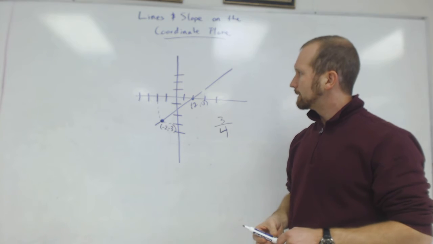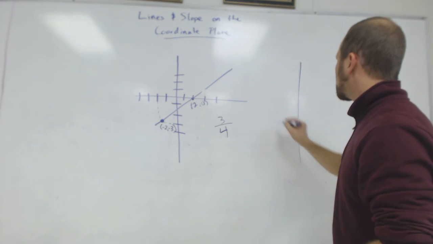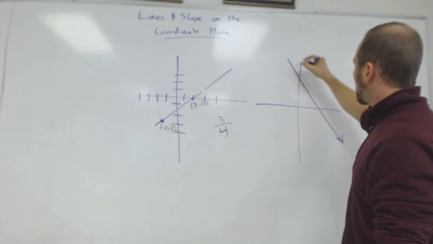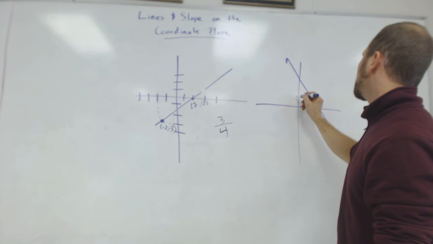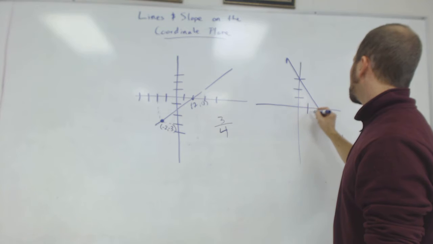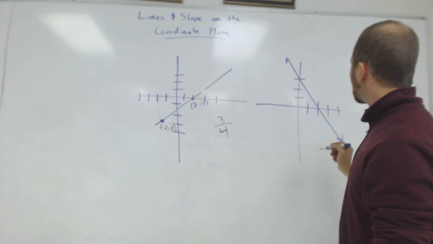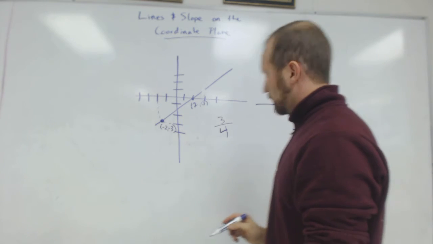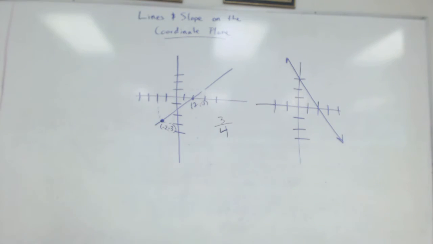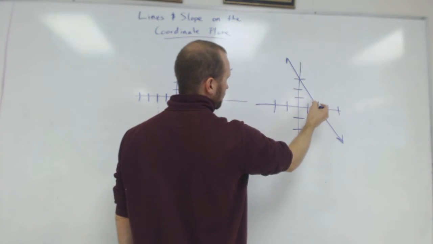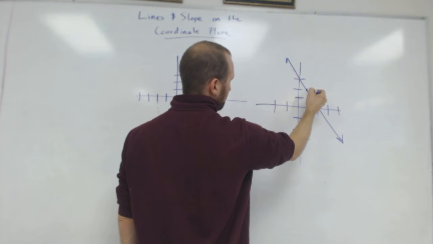Okay, what if I had something like this? Here's my line. Let's say maybe it's like 1, 2, 3, maybe 4. What points do you think are on that line? 1, 2. Yeah, 1, 2. Okay.